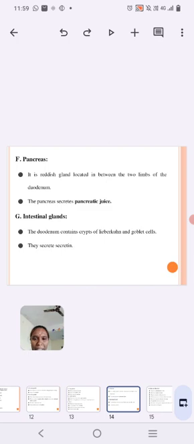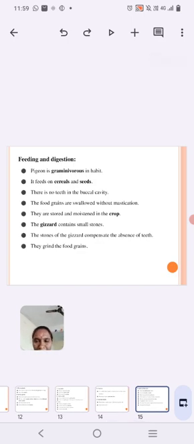The next one is the intestinal gland. The duodenum contains crypts of Lieberkuhn, Brunner's glands, and goblet cells. They also secrete secretin. It also helps in digestion.